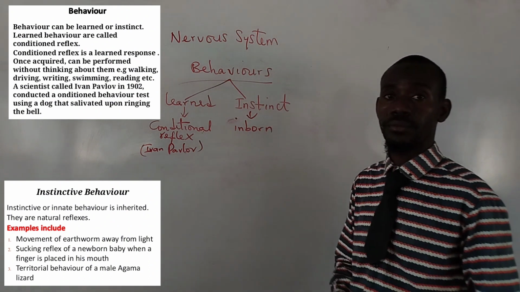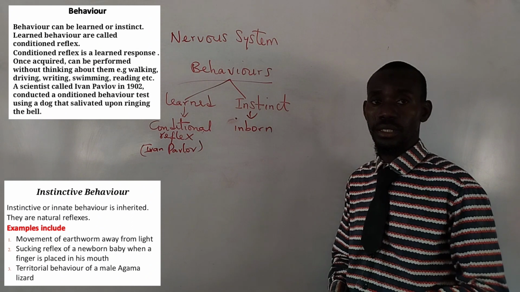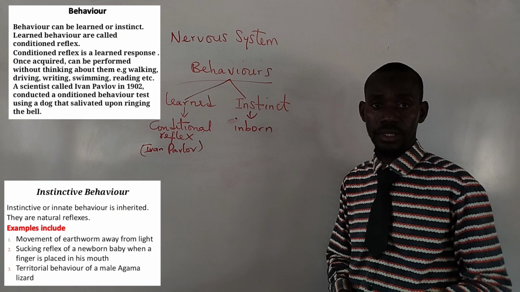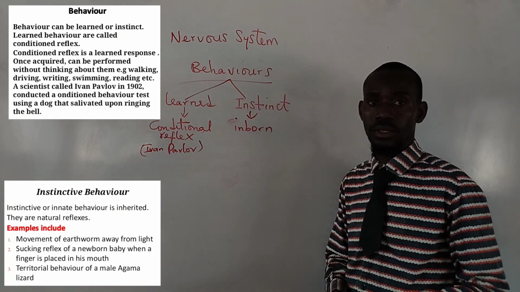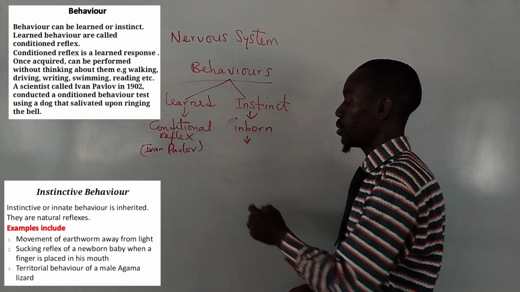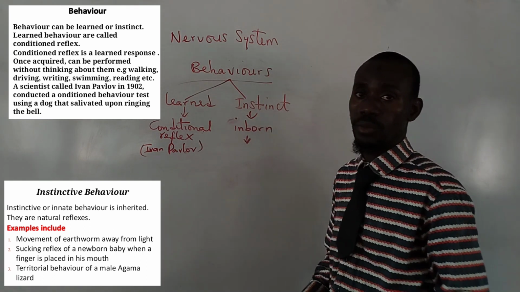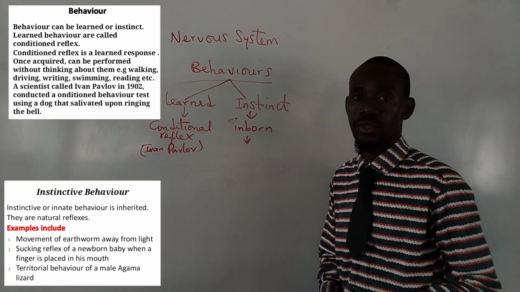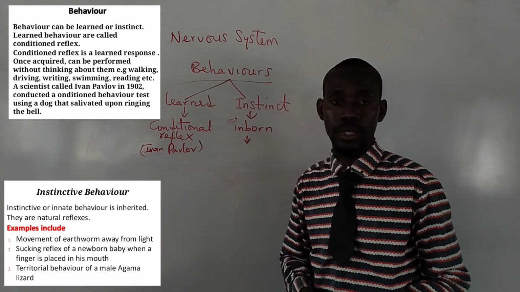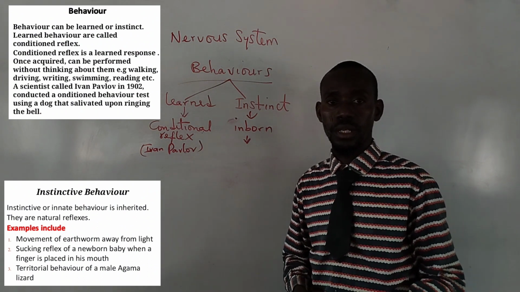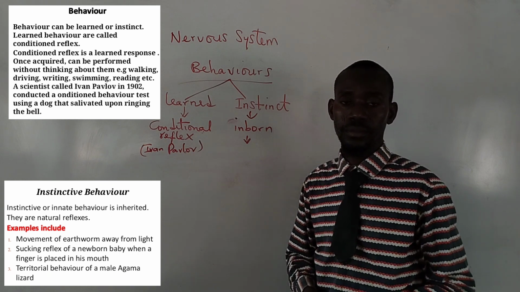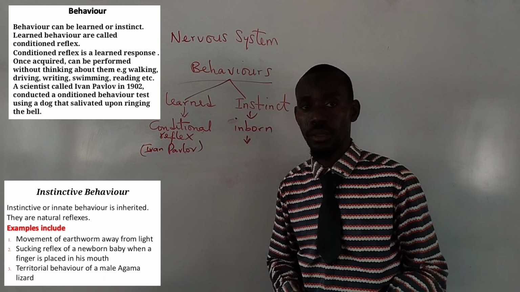An instinct, like I said earlier, is an inborn or natural reflex activity. For example, the suckling of a baby when a finger is placed in its mouth. So when the tongue or the finger is placed in the mouth of a child, it automatically sucks it. An earthworm would naturally move away from light and other impulses.